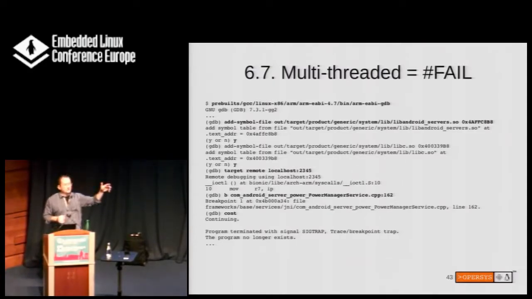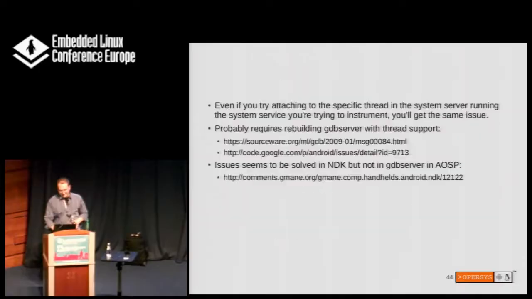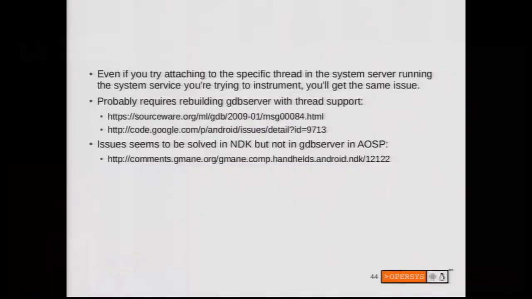And then when you connect to the process and actually set a breakpoint, it sets the breakpoint, but when it hits the breakpoint, it gets a SIGTRAP, okay? Because essentially GDB server on the other side doesn't understand the threading model that Android has. Okay, so unfortunately I haven't been able to figure this one out.